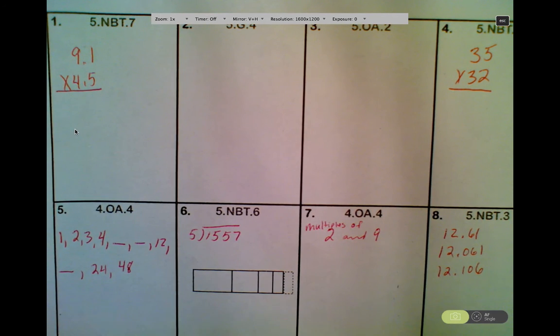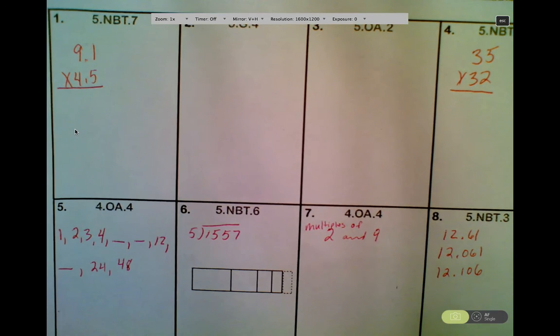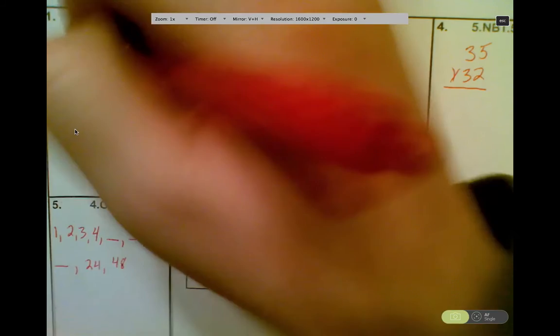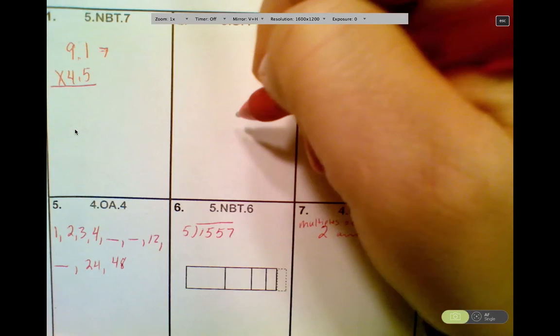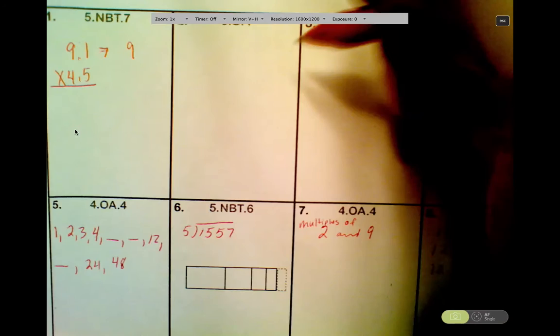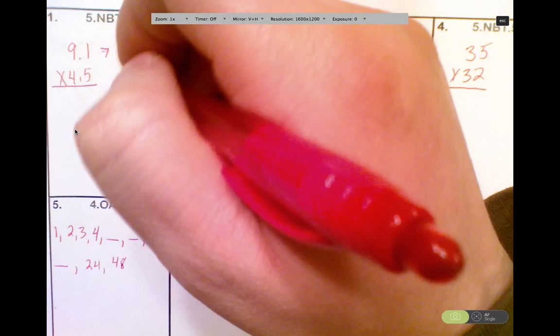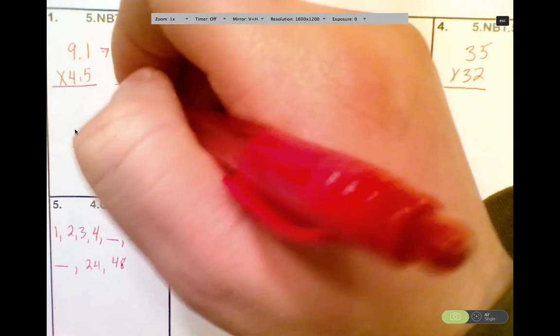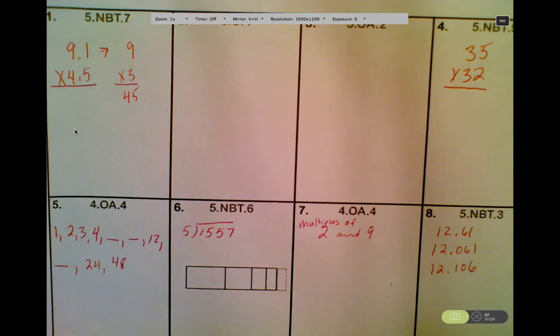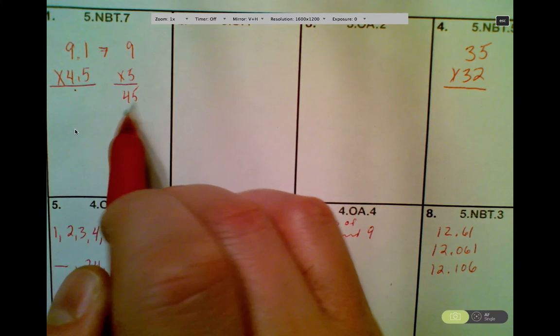Lesson 56. Number 1 says estimate first, then give the exact product 9.1 times 4.5. We're going to round 9 and 1/10 to 9, and 4 and 5/10 to 5. If I multiply those two together, I get 45. We want to be close to 45.